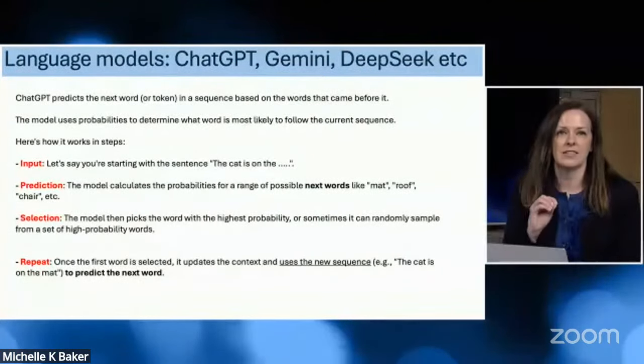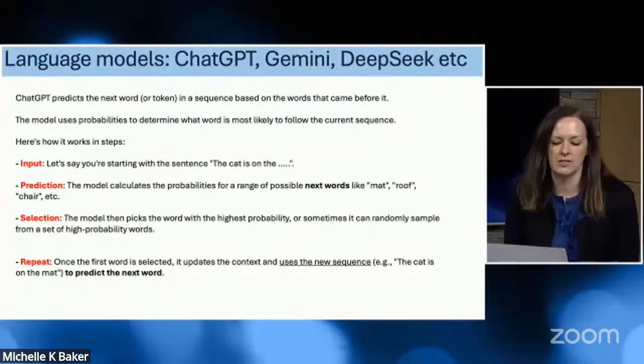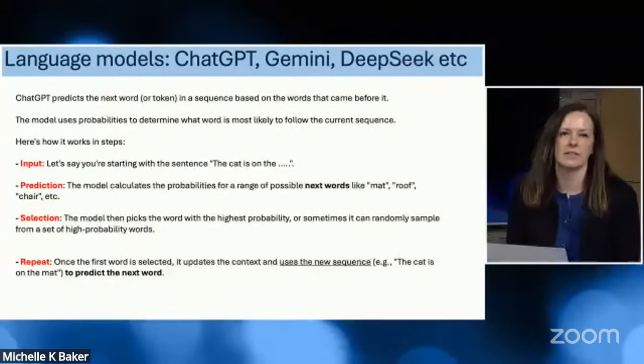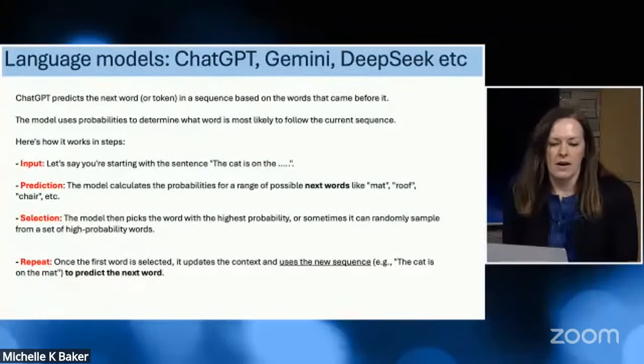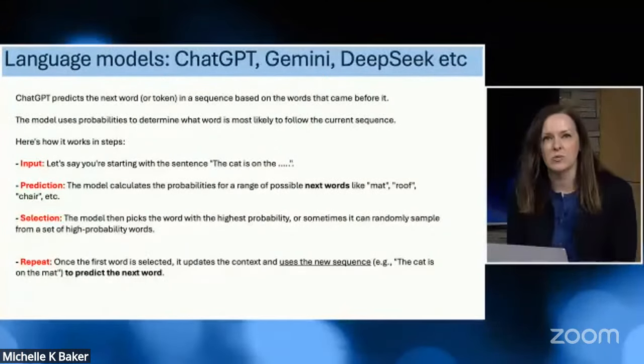That little piece is really interesting because, as we'll get to in later sessions, the output of these large language models is always slightly different. And that's in part based on the selection process. And then repeat. Once the word is selected, it updates the context and uses the new sequence. So for example, the cat is on the mat, and now it's going to predict the next word.